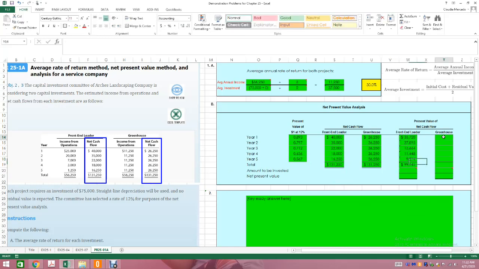Okay. We're going to do the same thing for the greenhouse. For the greenhouse, you're going to use the same rate. But now you're going to multiply against the net cash flow for the greenhouse, which is $26,250 every year. So you're going to get your rate times your cash flow from the greenhouse. Rate times the cash flow for the greenhouse for all of the 5 years. And then I'm going to get my total.